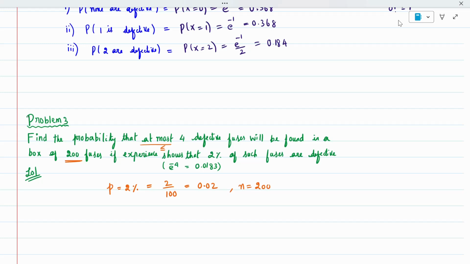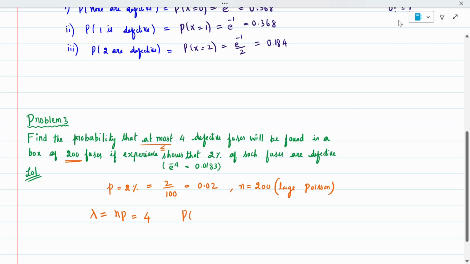As n and p are given, we have to go with Poisson distribution. It is not mentioned whether Poisson distribution or binomial distribution. Now 200 also I will consider to be a large value, so I will go with the Poisson distribution. It is converted to lambda, which is np. So multiply 200 into 0.02, it's nothing but 4. So lambda equal to 4 I am getting.